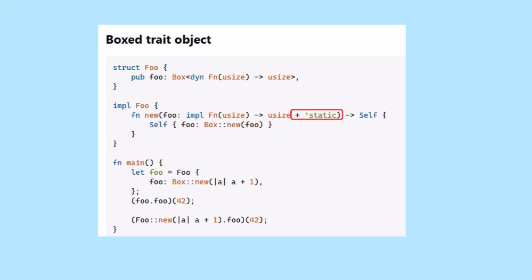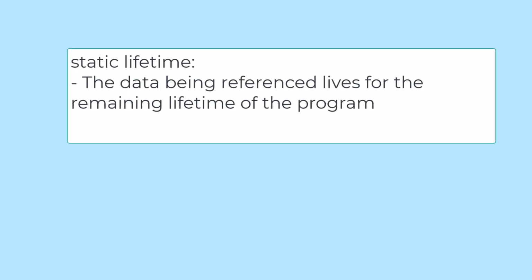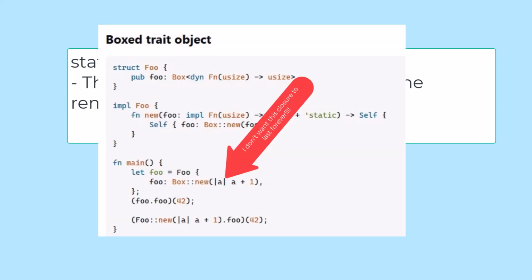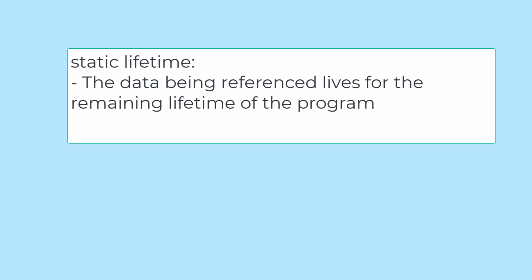The only magic here is that plus single quote static thing. That's adding a lifetime restriction on the type of the closure. I've spent a couple of days pondering what that static means. The definition I kept finding was the data pointed to by the reference lives for the remaining lifetime of the program. Well, that makes no sense here, because we certainly don't want every closure we store this way to stay in memory forever. It turns out there are two static lifetimes.